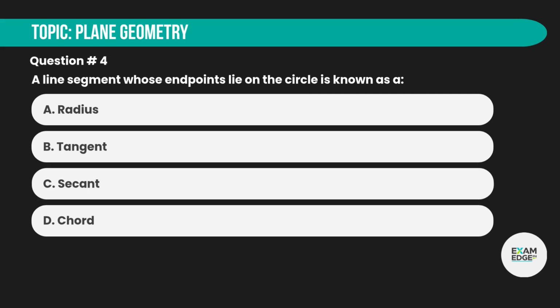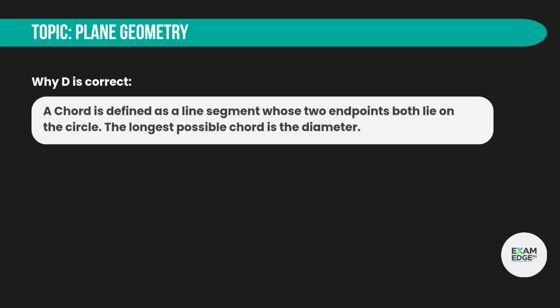Question number 4. A line segment whose endpoints lie on the circle is known as: A. Radius, B. Tangent, C. Secant, D. Chord. Correct answer: D. Chord.